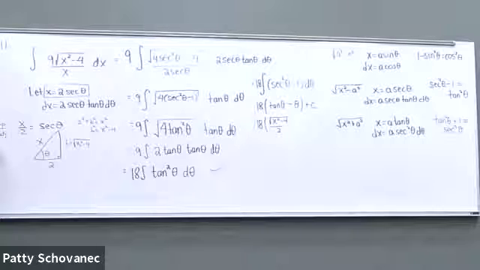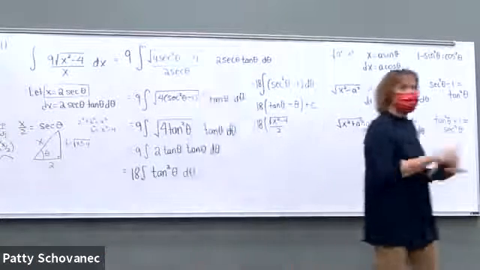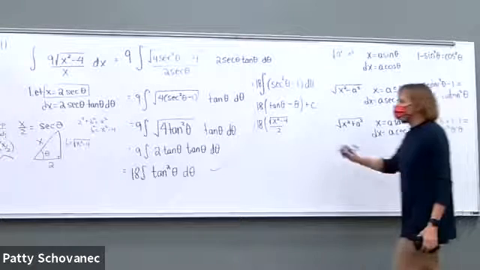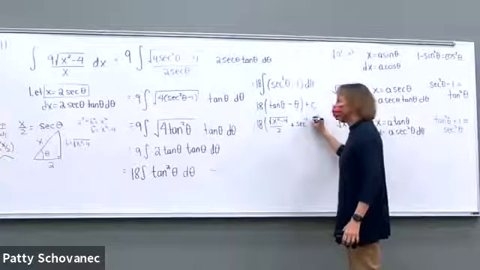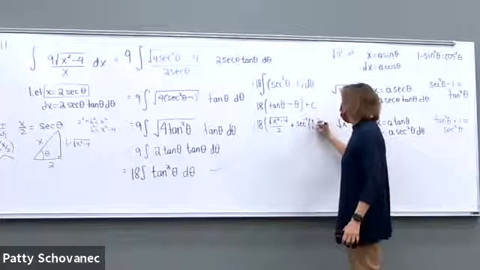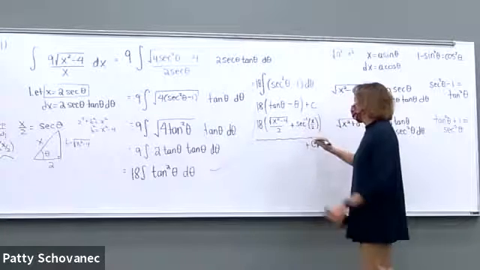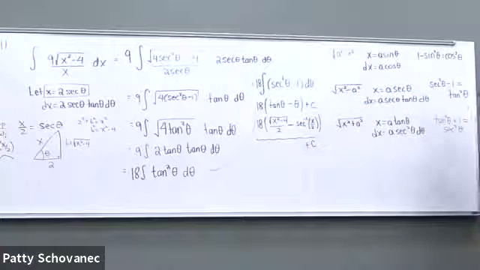Sometimes WebWorK says it won't take an arc secant. You might have to write it in terms of an arc cosine or an arc sine. But let's put that here. And that should be it. Yep, should be minus. Thank you. The 18 is multiplied with all of that in the parentheses.